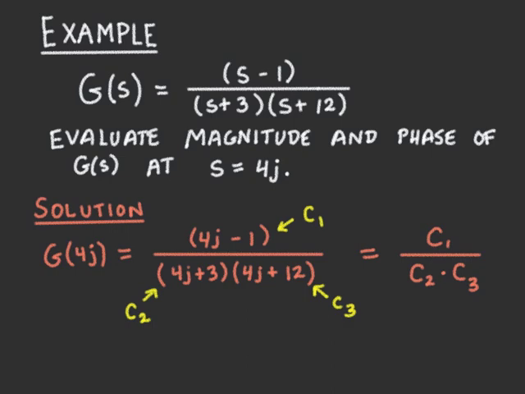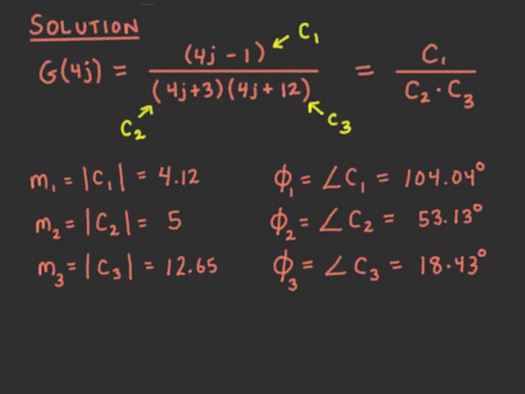Now, to find the answer, we're going to substitute 4j for s everywhere in this expression. And then the numerator and denominator will consist of complex numbers. So we'll label 4j minus 1 in the numerator as C1, and 4j plus 3 in the denominator as C2, and 4j plus 12 in the denominator as C3. So the transfer function g of s evaluated at s equals 4j is equal to C1 divided by C2 times C3. Now we'll find the magnitudes and phases of C1, C2, and C3. And those answers are shown here.